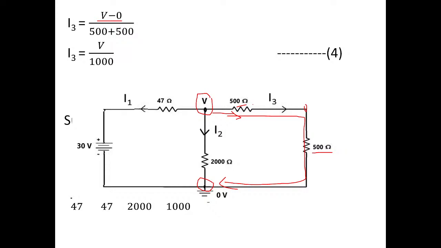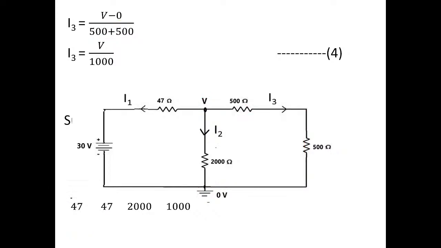So V minus 0 divided by what is the resistance? 500 plus 500. Both are connected in series, isn't it? If the current is not dividing, that means the elements are connected in series. So V minus 0 by 500 plus 500, which is 1000. So I3 is V by 1000.